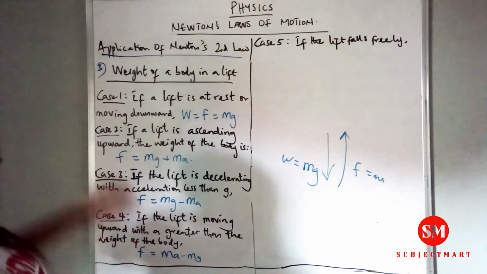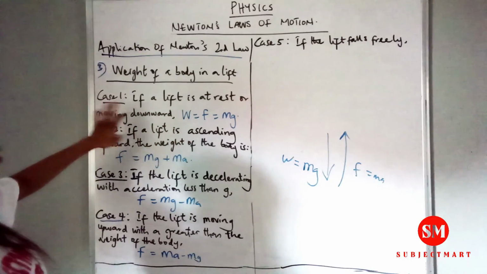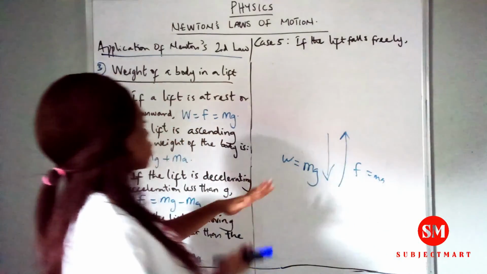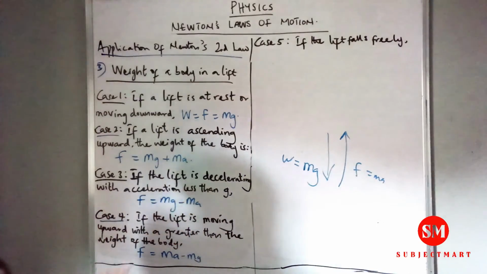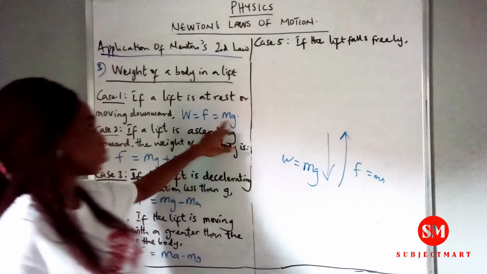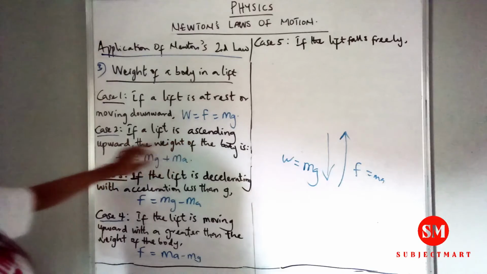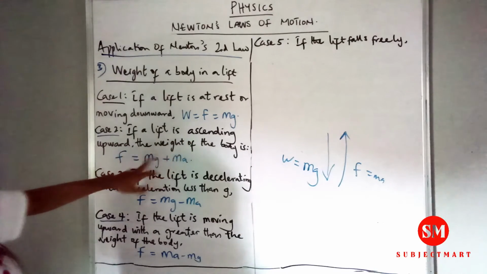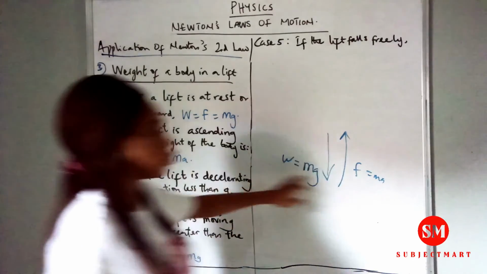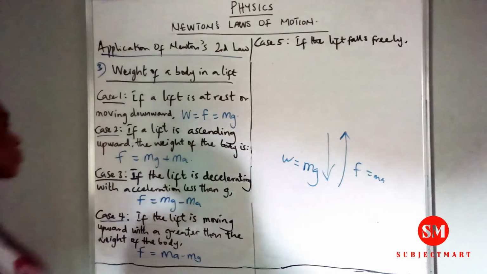Now we have several cases. For case 1, if a lift is at rest or is moving downward, then definitely W is equal to F. So that means it's constant. There's no acceleration, then W equals mg. For case 2, if a lift is ascending upward, the weight of the body will be mg plus ma, addition of these two forces for a lift ascending upward.